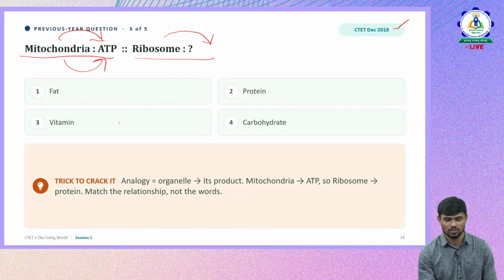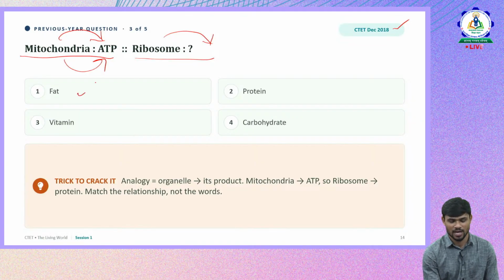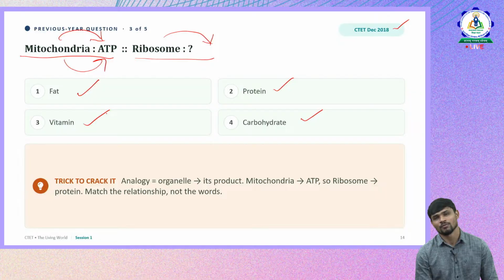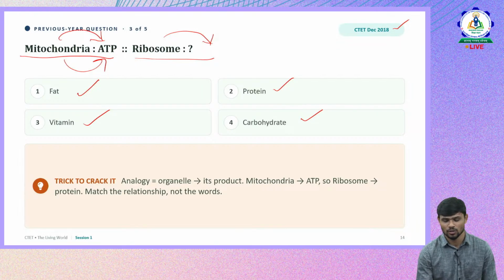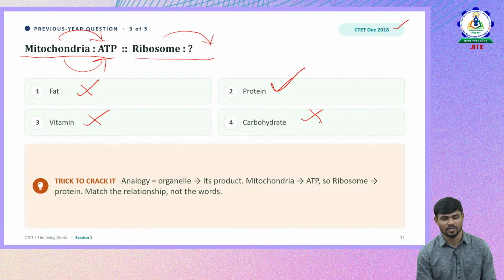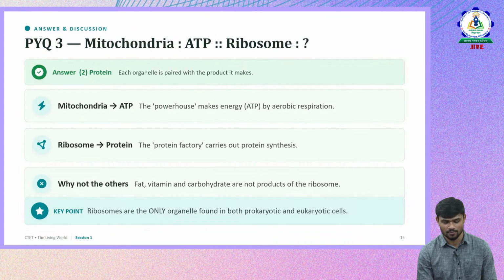So which is suitable for the ribosome here with respect to function? Is it fat? Is it protein? Is it carbohydrate? Is it vitamin? Which one? We discussed just earlier that ribosomes are the protein factories of the cell. So only option 2 is right, whereas ribosome doesn't manufacture fats, vitamins, or carbohydrates. What it does is manufacture protein only.